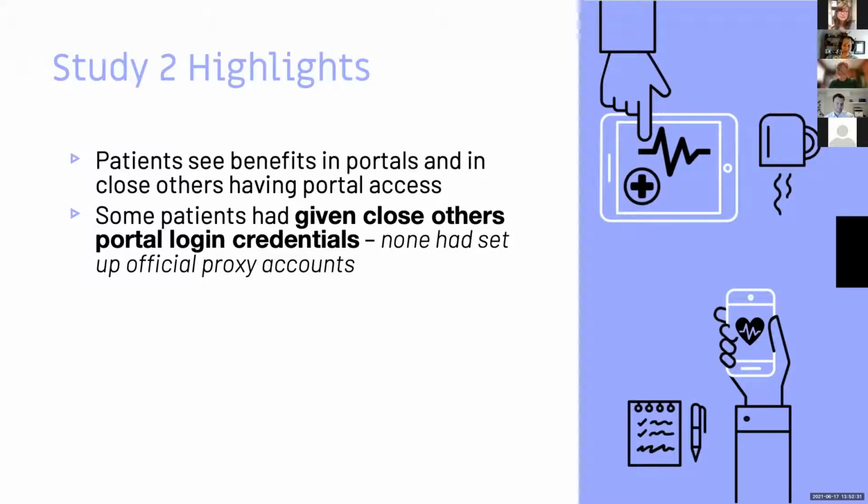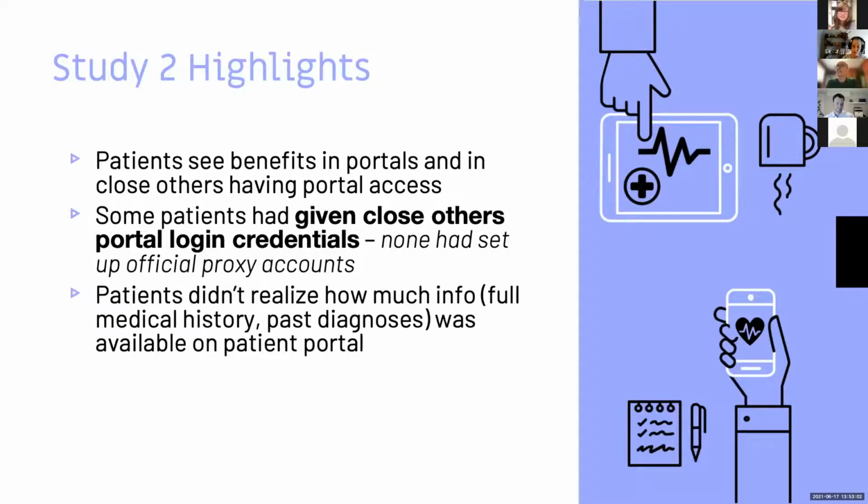And what we found was that some of the patients had given their close others their own login credentials. So a patient is sharing their personal password and username with their adult child or their niece or their neighbor, so that person could go in and help them to do whatever needed to be done. And none of the 10 people that we interviewed had bothered setting up the official proxy accounts, even though in this particular hospital system, proxy accounts were available.